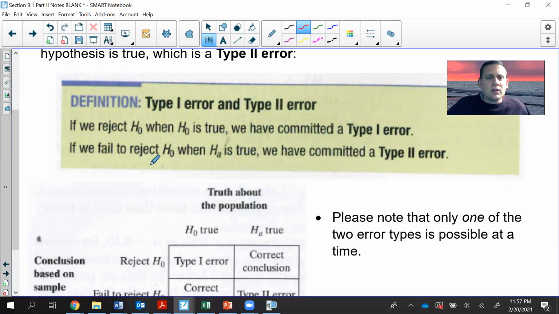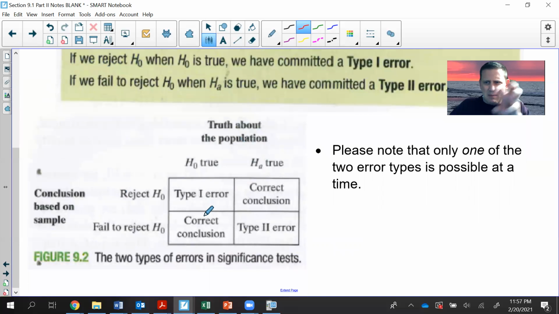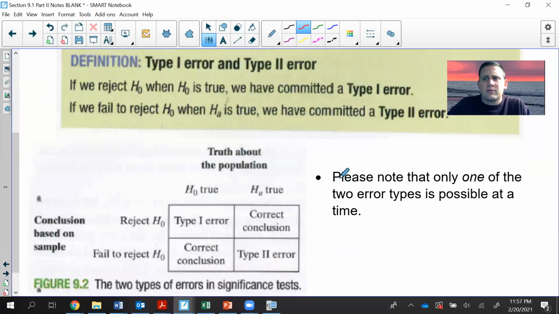So we reject the null when the null is true. We've committed type 1 error. If we fail to reject the null when the alternative is true, we've committed type 2. So it's a false positive, false negative. So we want to think of it in terms of that. Here's this little box down here that can help us maybe figure that out, but again, I think more using it in type 1, type 2, comparing it to false positive, false negative.